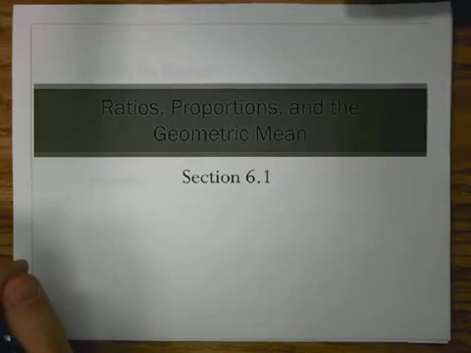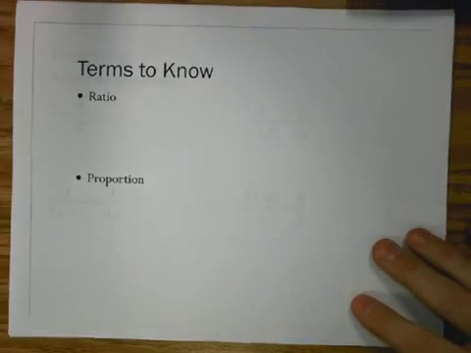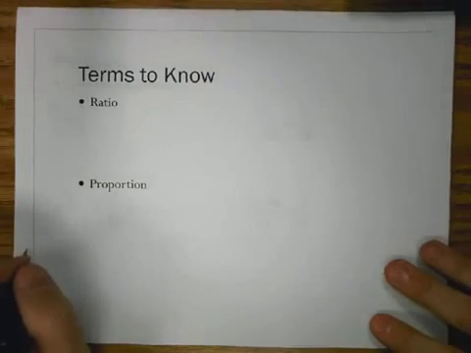Section 6.1 looks at ratios, proportions, and the geometric mean. This is an introduction to Chapter 6, which is on similarity. Start with a couple terms we need to know.